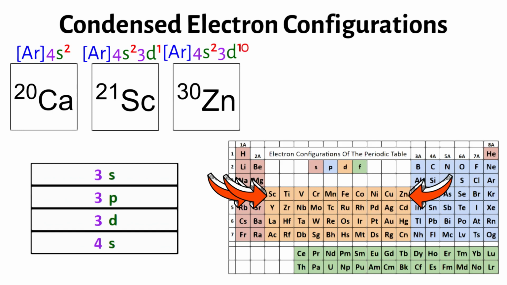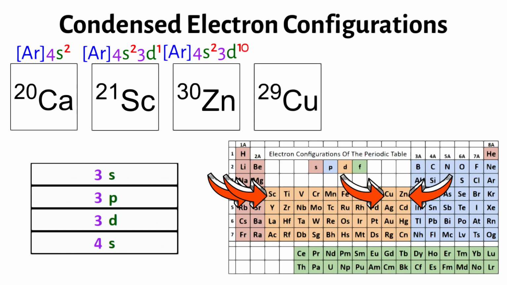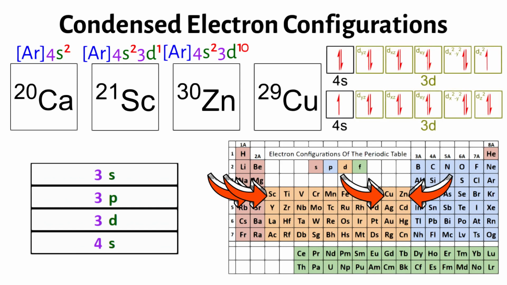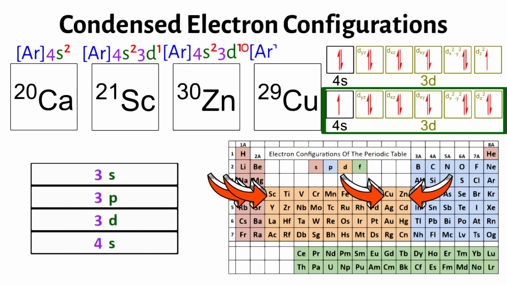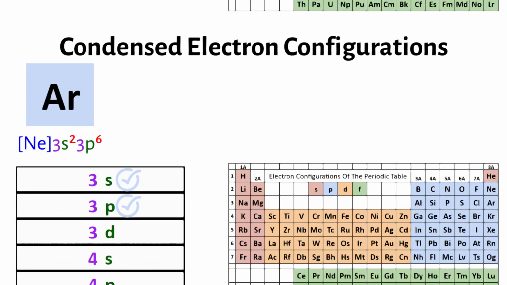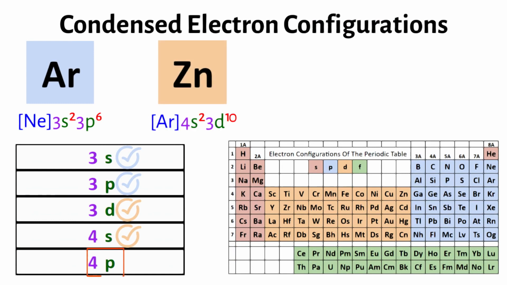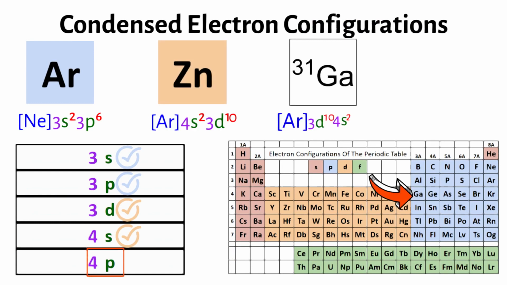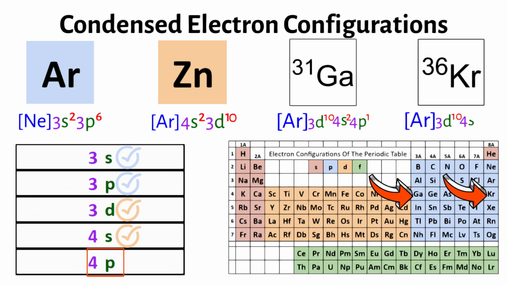This goes a little bit off the rails with copper, because it can either completely fill its 4s orbital or its 3d orbital. It turns out that it's energetically favored to fill the 3d, and copper's atomic configuration is [Ar]4s1, 3d10. Once the d orbitals are filled, the 4p orbitals start with gallium's [Ar]3d10, 4s2, 4p1 and end with krypton's [Ar]3d10, 4s2, 4p6. From there, the cycle repeats with the 5s and 6s orbitals.